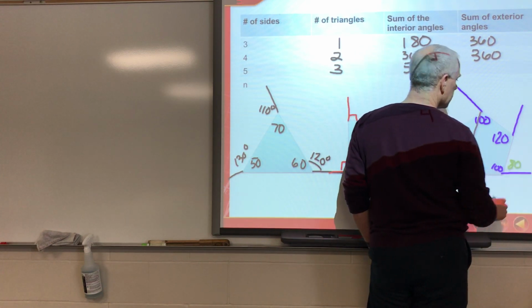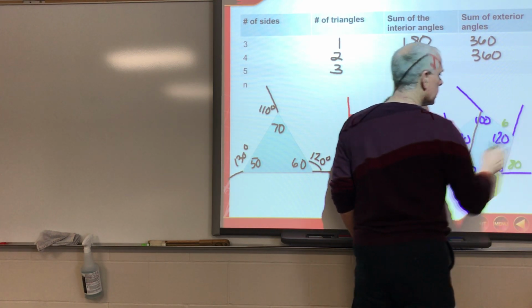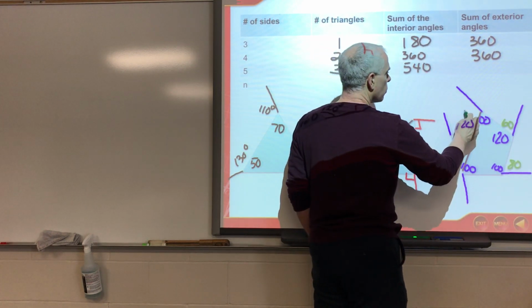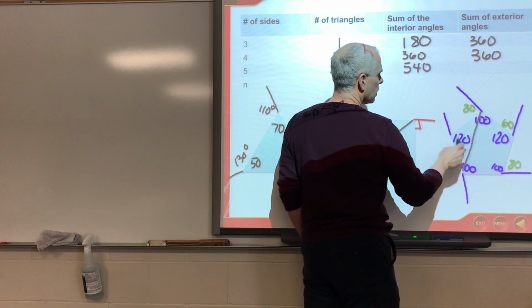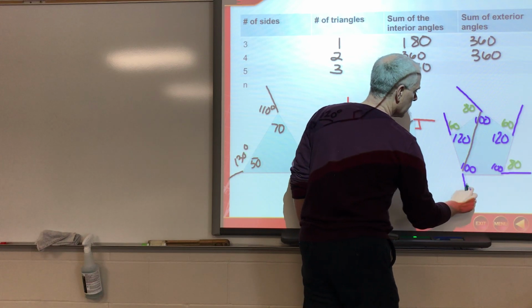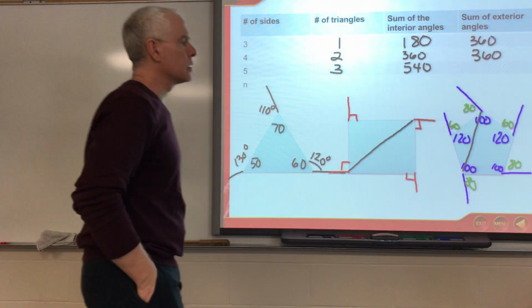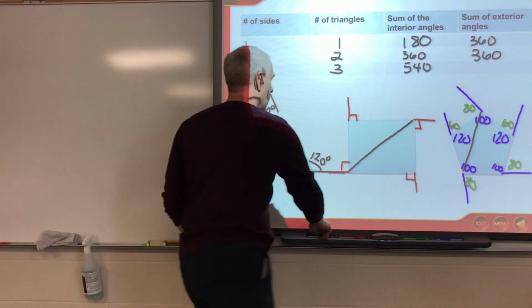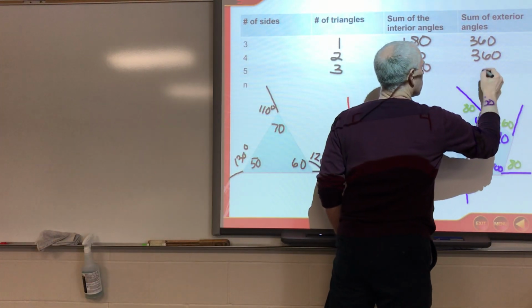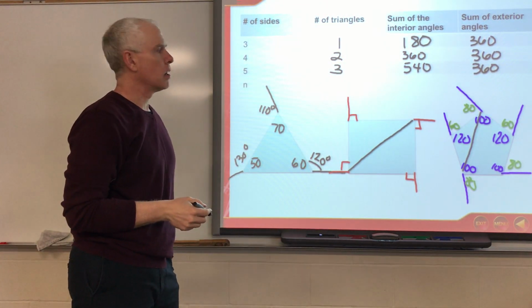would have to be 80. 120 subtracted from 180, that would be 60. Okay? This one would be 80. This one would be 60. And this one would be 80 as well. And so if I add all 4 of the green ones up, all of the exterior angles, I get 360 degrees. Huh, how about that?